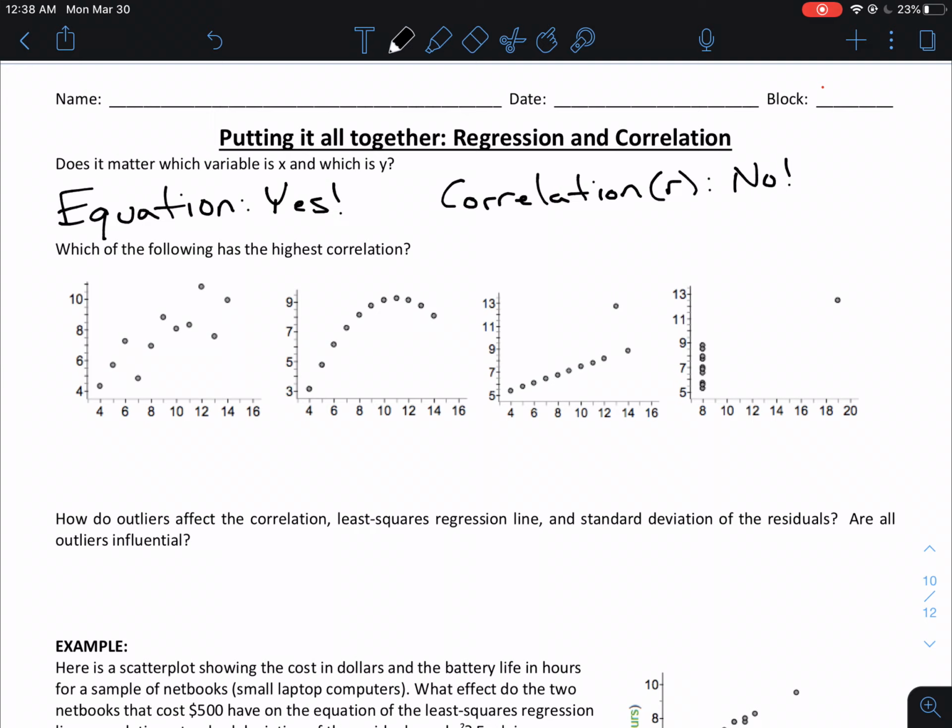So you've got four different graphs, four very different looking graphs. So which one do you think has the highest correlation? I'm just curious to let you think about that for a little while. If we were in class, I'd take a poll to see which ones you thought were probably the highest.